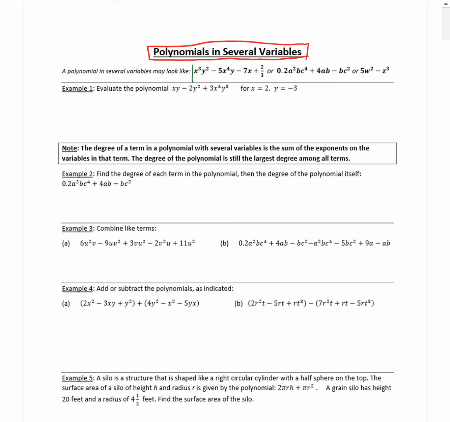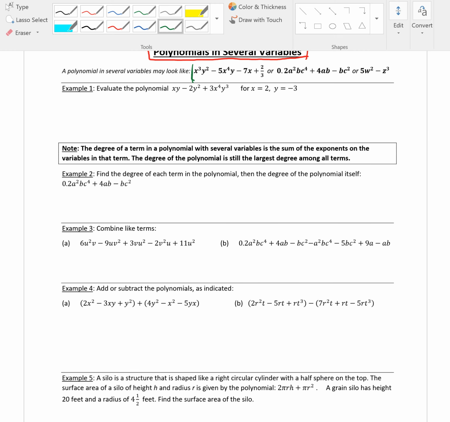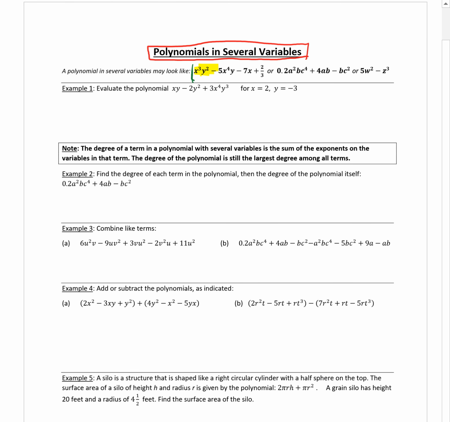So for example, let's see this guy right here. That's hard to see, let me highlight it. Like x cubed y squared, that's one term, two separate variables. The next term is minus 5x to the fourth y, two variables. And then 7x is its own term, even though it has no y. And 2/3 is the last term.